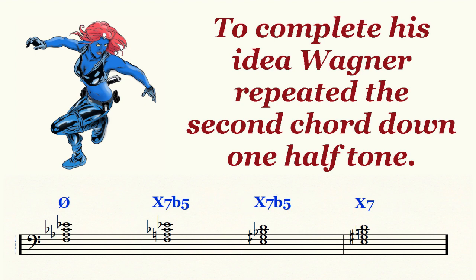But then he added something very brilliant. When he got to that 2nd chord, he repeated it down 1 half tone in the way that I showed in the beginning of this video. So now he had 4 chords rather than 3, and I'm going to call this his Tristan morph. These morphing chords sound like this.